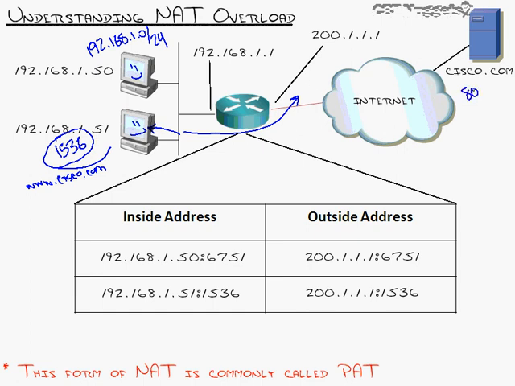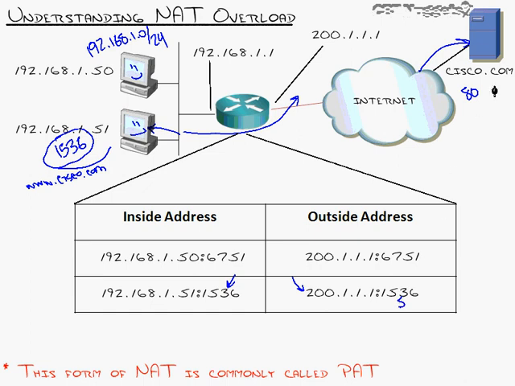And that's how the Cisco web server knows you need to be sent to the web server application. You're not sending email or anything like that. You're looking for a web page. Well, as it goes through the router, as this arrow in the middle happens, the NAT overload process sees that request and says, okay, you came in on 192.168.1.51.1536, so I will send you out on 200.1.1.1 1536 as the source port number.